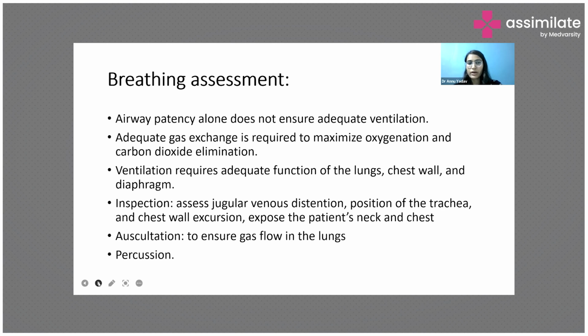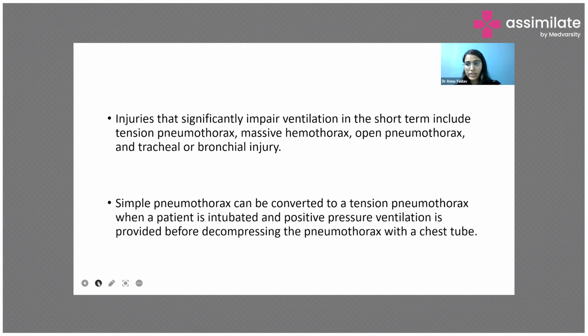On auscultation, we have to make sure that the patient's lungs have equal air entry. If there is any obstruction, any reduction, or any additional sounds appreciated, that also indicates injury to the lungs. On percussion, it is very difficult to do in a noisy environment, and in trauma patients we always get a noisy environment around. But whenever it is feasible, go ahead with percussion as well. Look for the resonance of the chest.